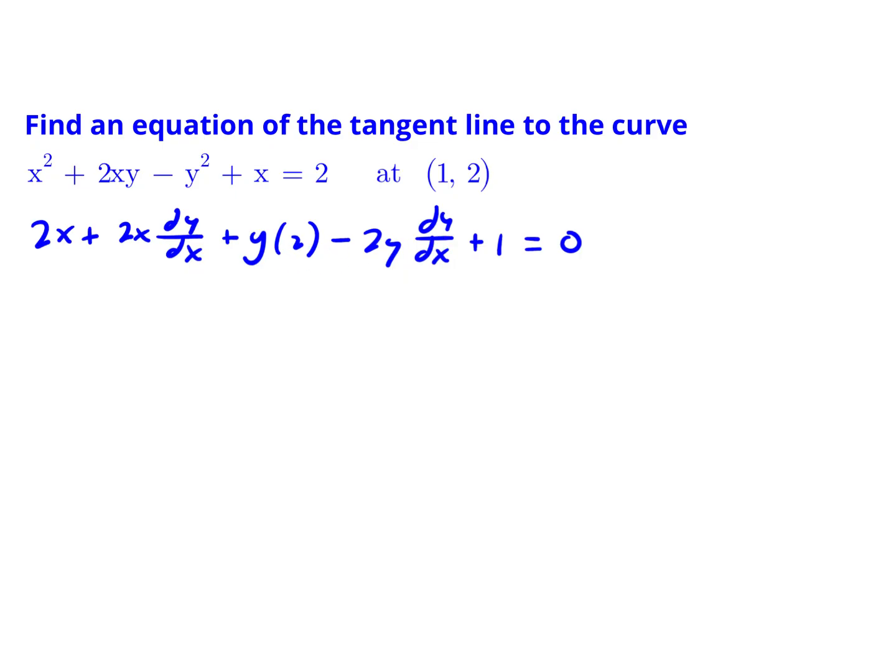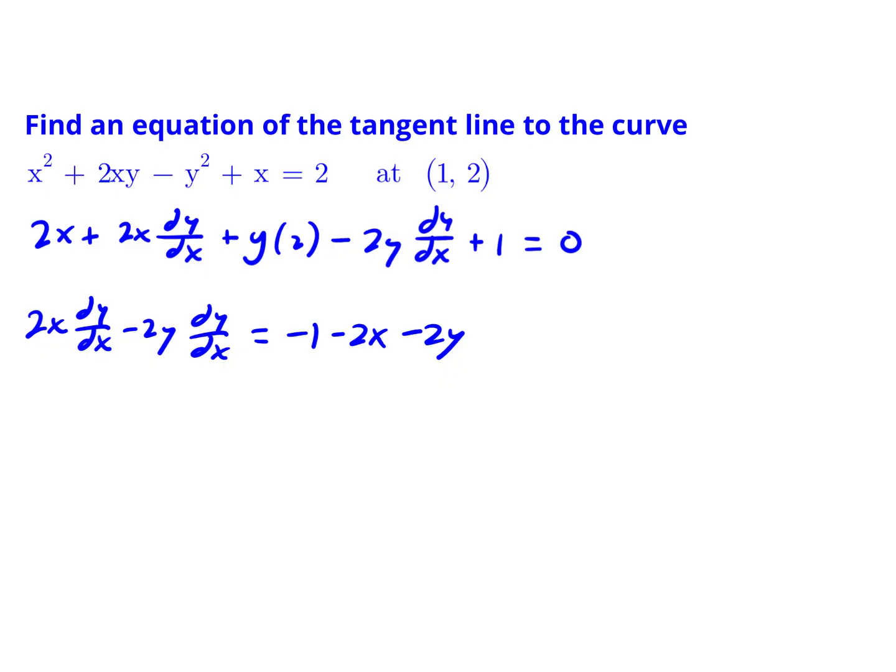Based off of some of the sounds I was hearing, we'll just wait for a second because we've got to clean it up. Again, we've got to gather the dy/dx terms on one side and the other terms on the other. So this 1 goes over, becomes minus. This 2y goes over, becomes minus. This 2x goes over and becomes minus.